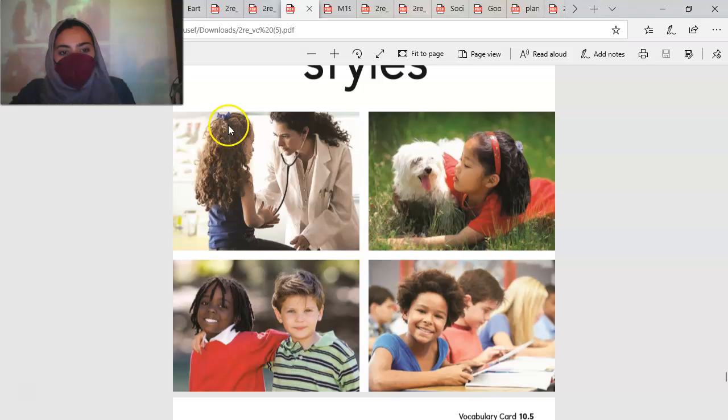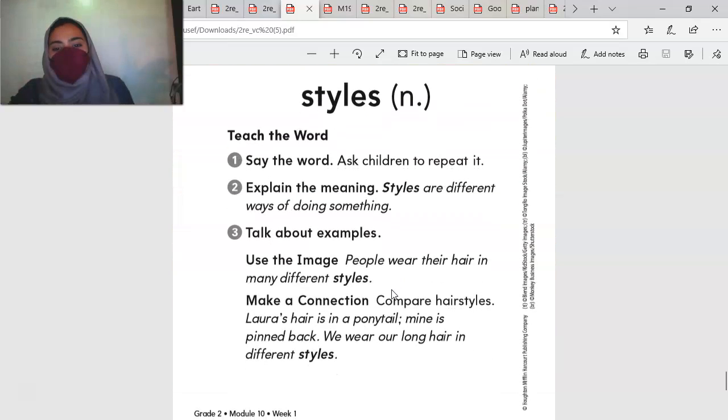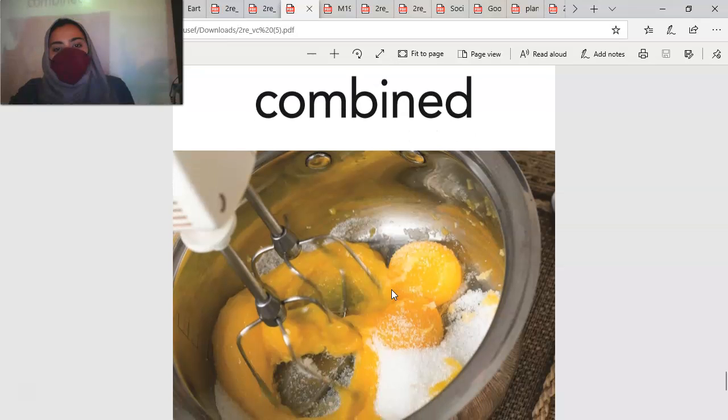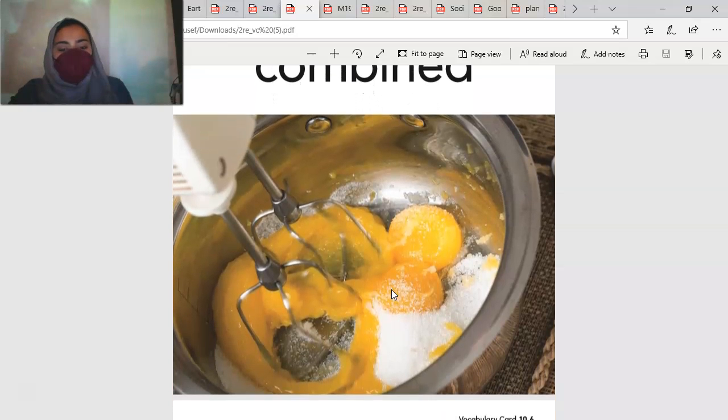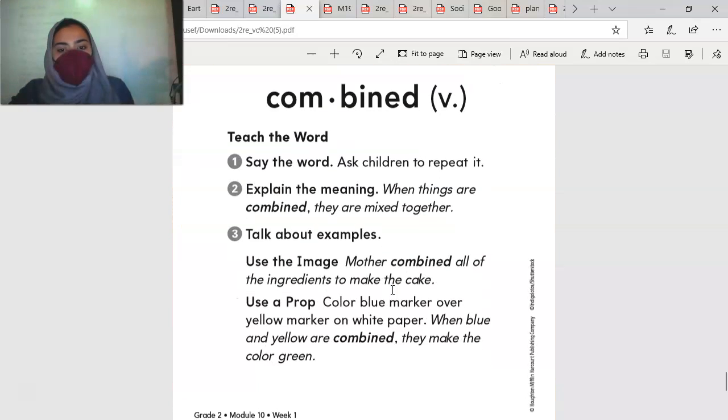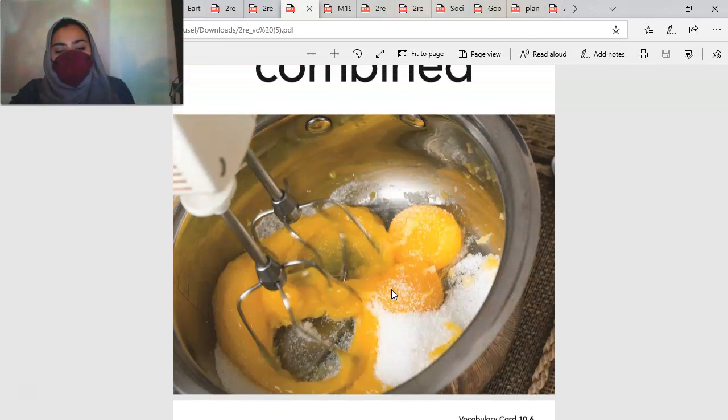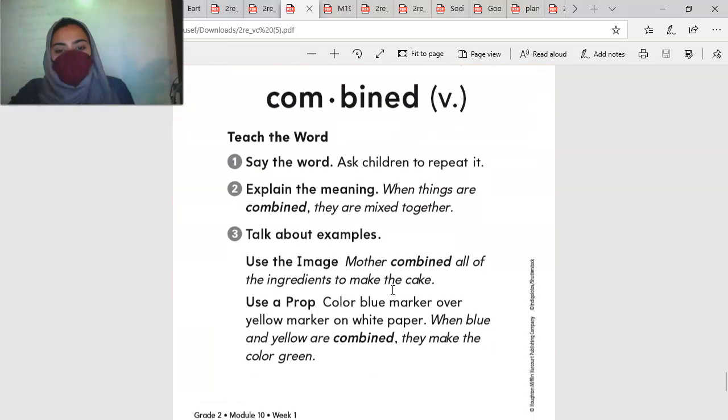She has her hair halfway up. She has her hair straight with a headband. He has dreadlocks. He has gel in his hair. And she has her hair natural and pretty. So those are different styles. Combined. Here it looks like they're combining ingredients to bake. When things are combined, they are mixed together. We combine the ingredients before we mix to make a cake.